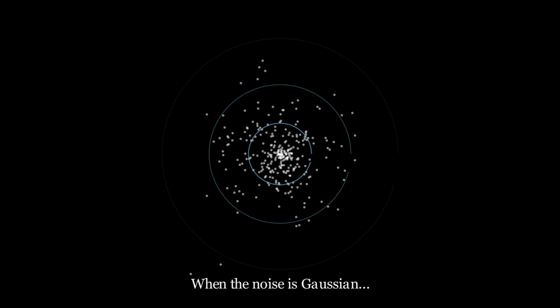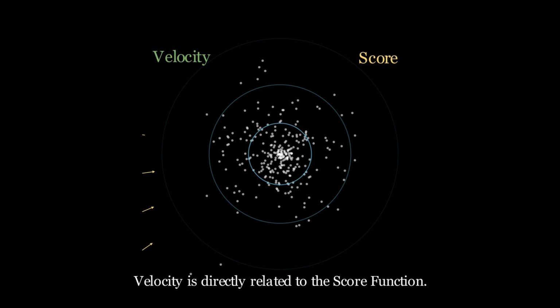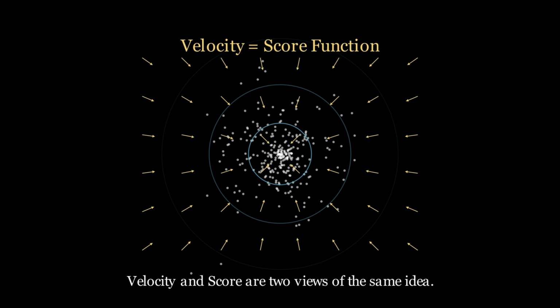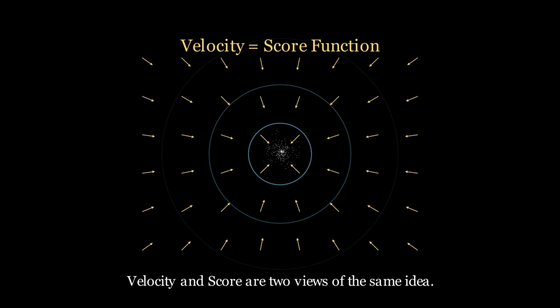There's also a deeper connection to diffusion models. When the noise is Gaussian, the velocity field becomes directly related to the score function, a function that always points toward higher density. So velocity and score are just two views of the same idea.